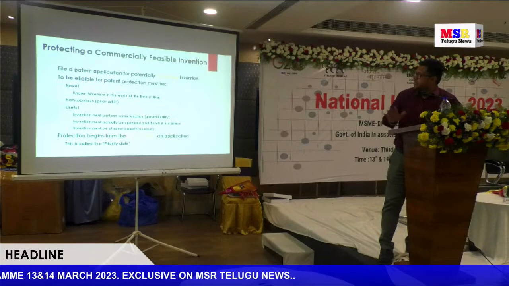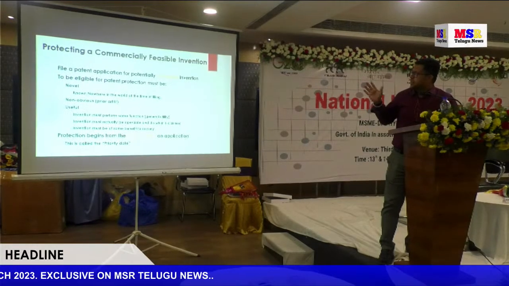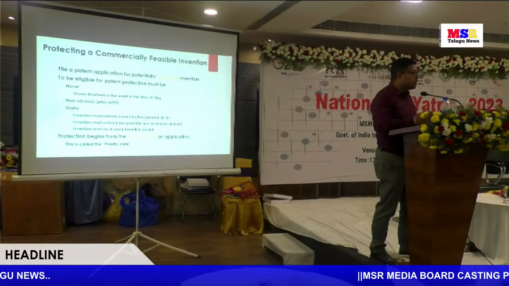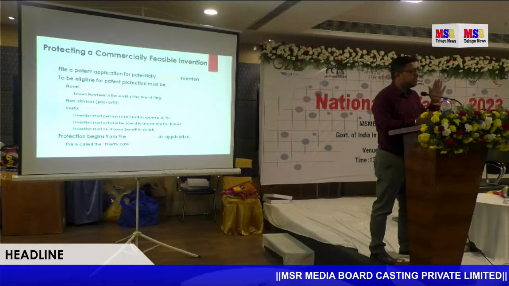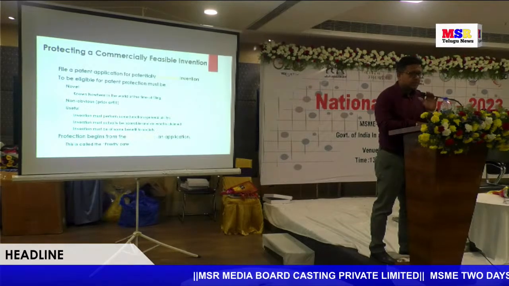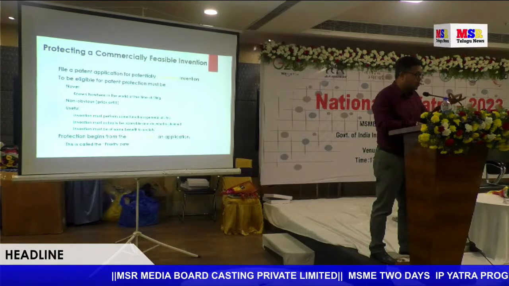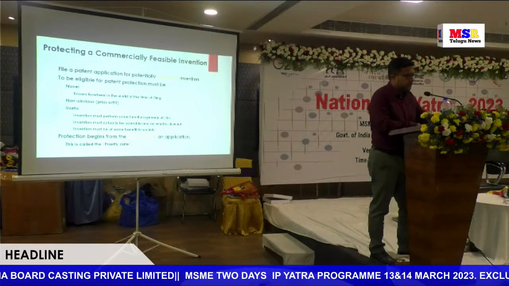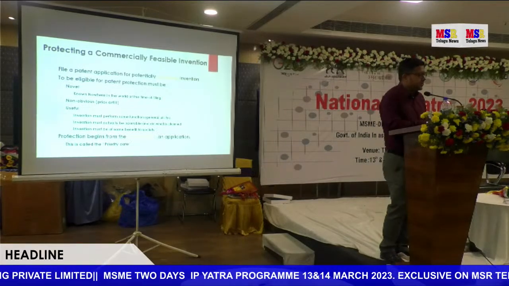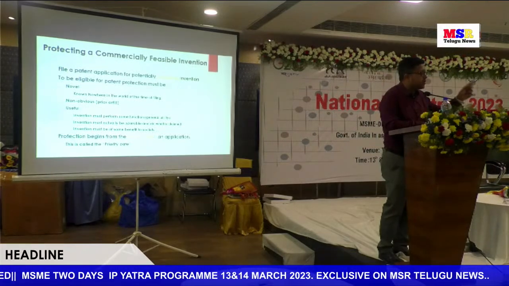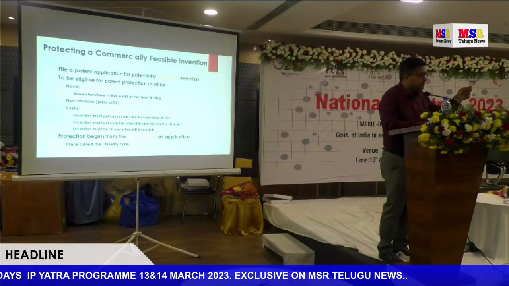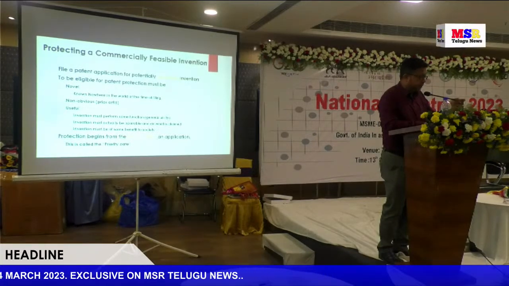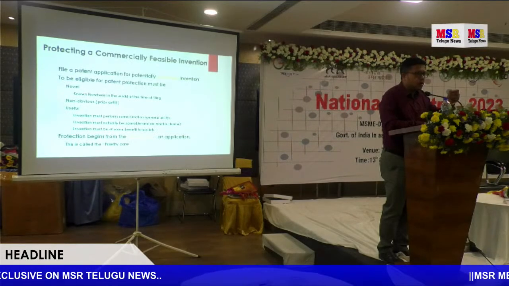So protecting a commercially feasible invention: first, you file a patent application. If you feel that your technology is novel or you can make a mark, you just have to file a provisional patent application at the patent office. It's called provisional, like the provisional certificate you get after completing your degree, and then you get your main degree after convocation some time later. So you file a provisional, which blocks your idea with a priority date and a priority number, and that is valid for the next 12 months worldwide, so that nobody else can copy your idea.